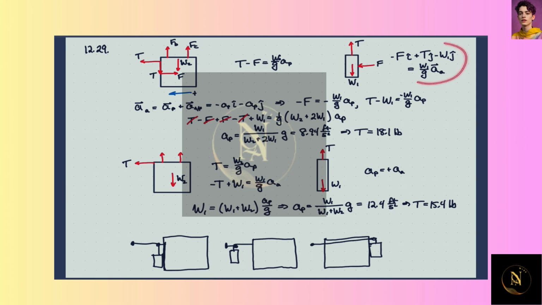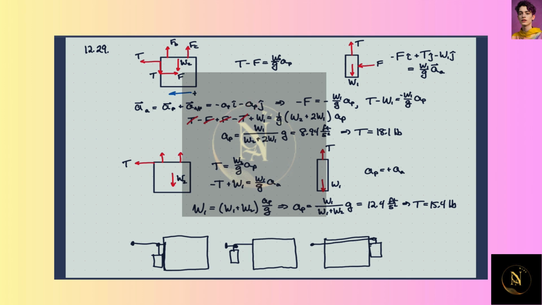So in the i direction, we get minus the force equals minus the mass times the acceleration of the panel, and this is in the x direction. In the y direction, we get the tension minus the weight of this hanging block equals the mass of the hanging block, or minus, it winds up being because of this, minus the mass of that block times the acceleration of the panel, because that's also there.